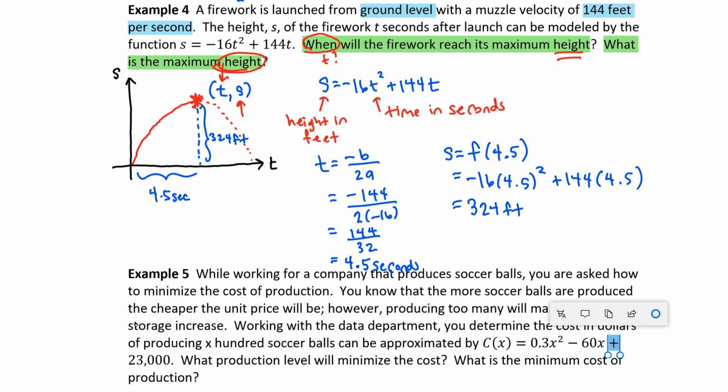So again, if you were designing this firework, you'd want to make sure that the fuse burns for exactly 4.5 seconds, that it is launched at 144 feet per second, and then it would explode 324 feet above the ground.